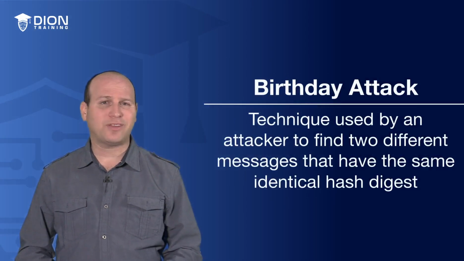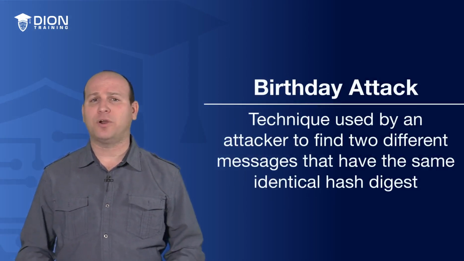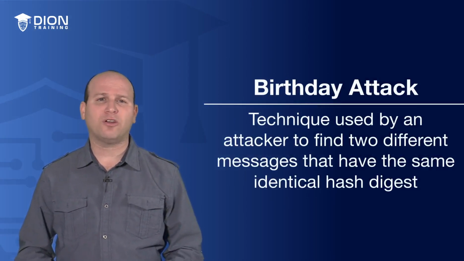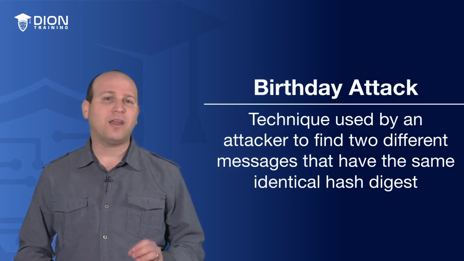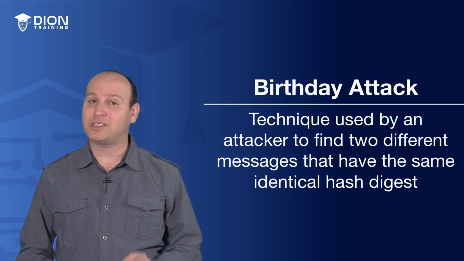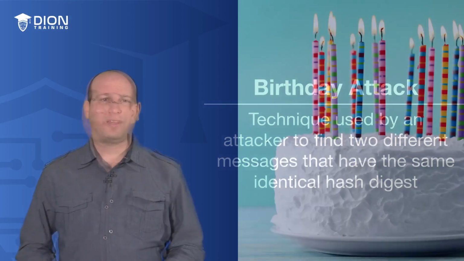Now, the second type of attack that I want to talk about is called a birthday attack. The birthday attack occurs when an attacker is able to send two different messages through a hash algorithm and it results in the same identical hash digest, causing a collision. This attack gets its name from something called the birthday paradox, which says that if you have a random group of people, the chances are that you're going to have two people in that group with the same birthday.